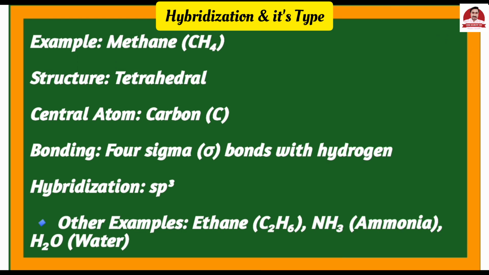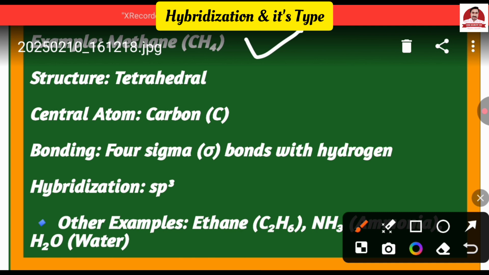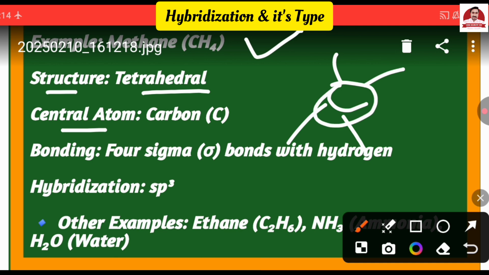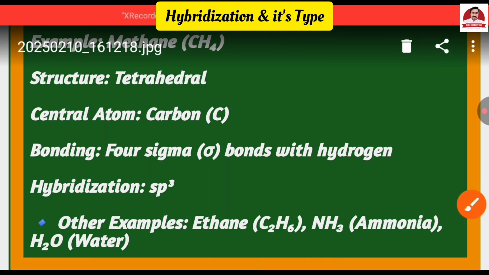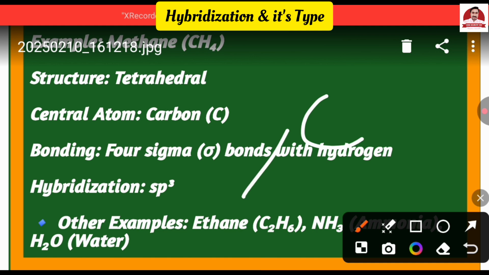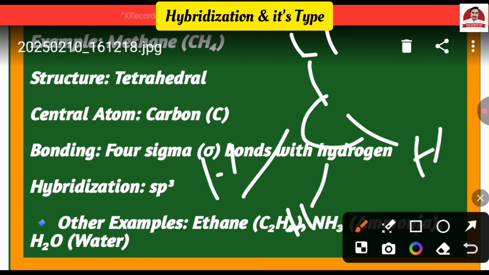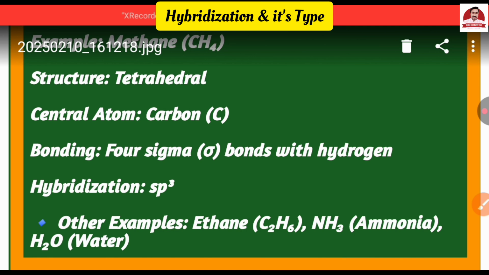Example: sp3 hybridization occurs in the methane molecule CH4. Its structure is tetrahedral, and in this molecule the central atom is the carbon. Here the central atom is the carbon, and there are 4 sigma bonds with hydrogen in CH4, that is carbon forms 4 sigma bonds with hydrogen atoms. Ethane, ammonia and water molecules also have sp3 hybridization.